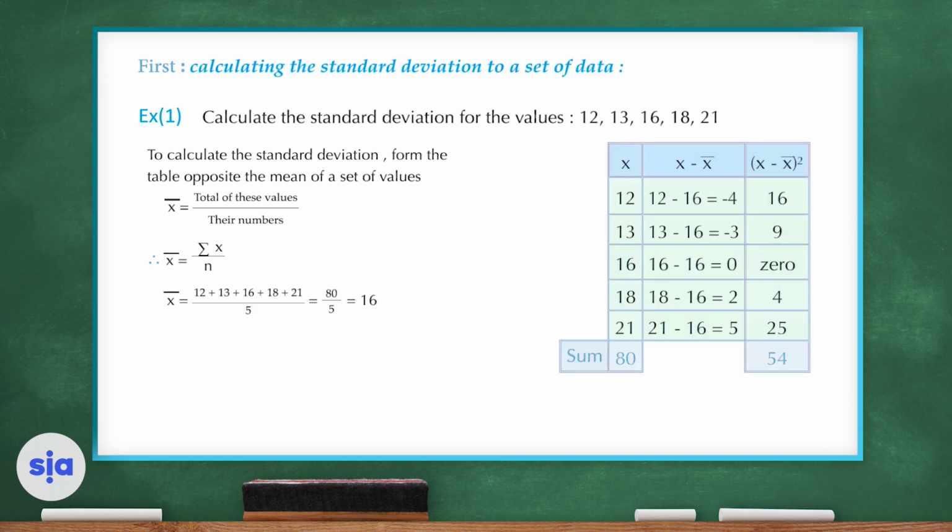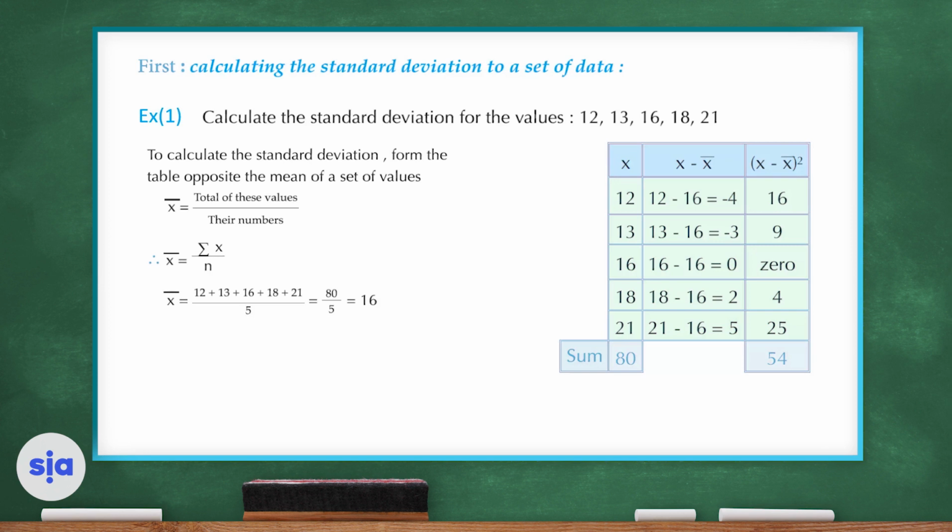Then we go and draw this table. We put the values of x, and then we subtract the mean from every and each x value. As you can see in the second column, 12 minus 16 equals negative 4, 13 minus 16 equals negative 3, 16 minus 16 is 0, 18 minus 16 is 2, 21 minus 16 is 5. What is the 16? 16 is the value of the mean.